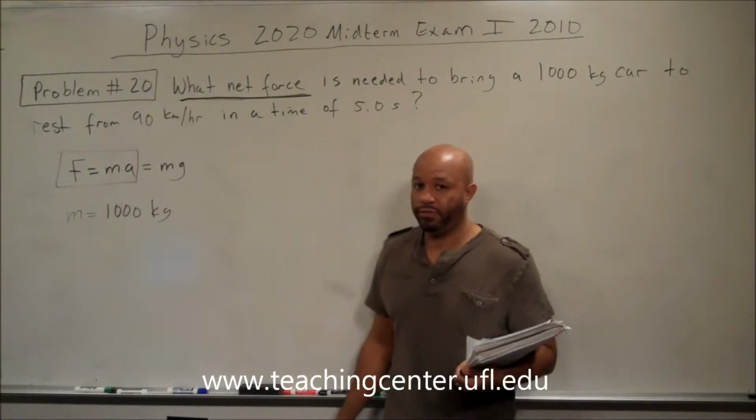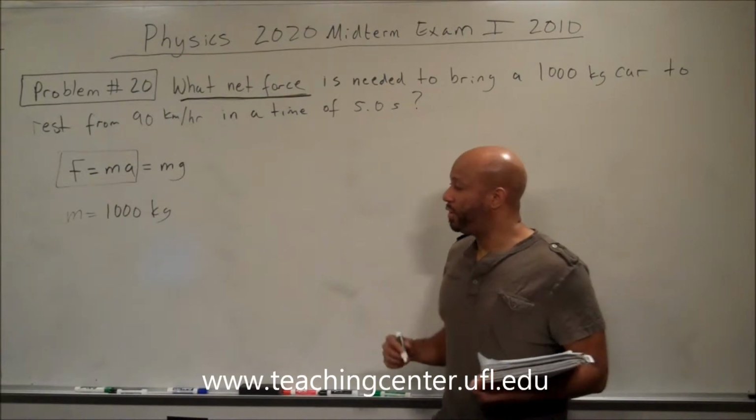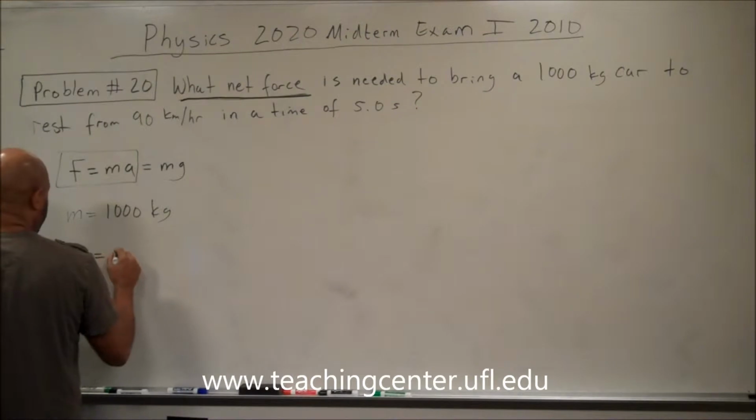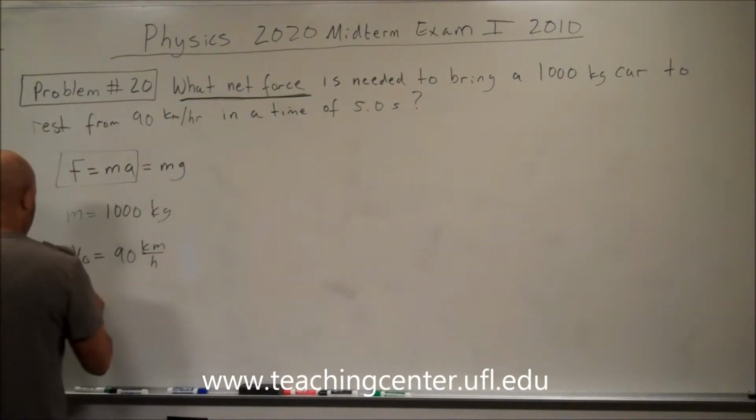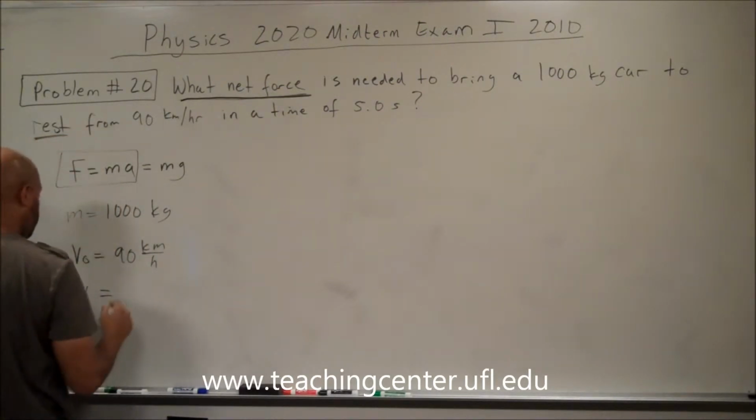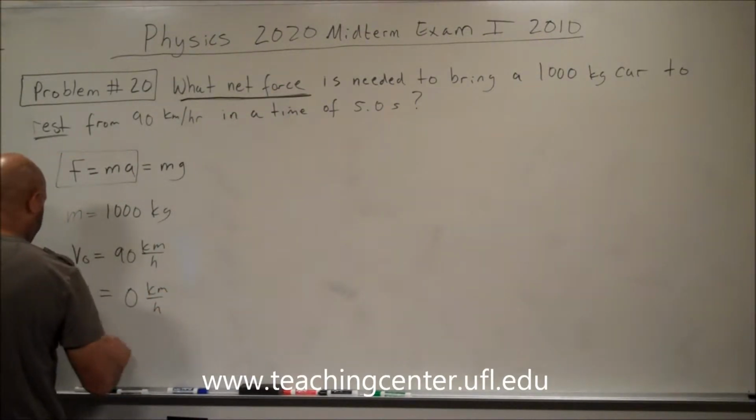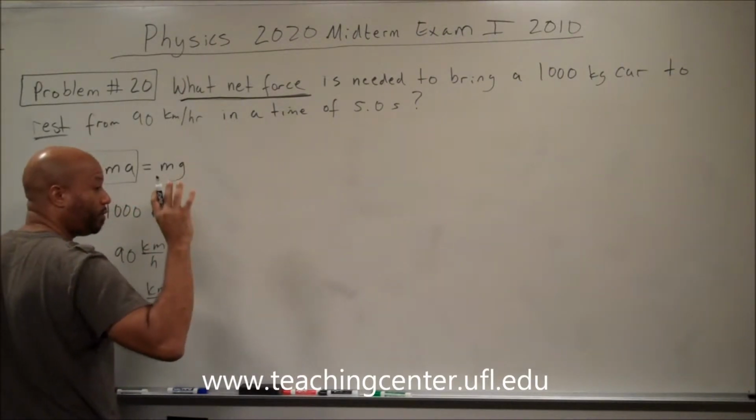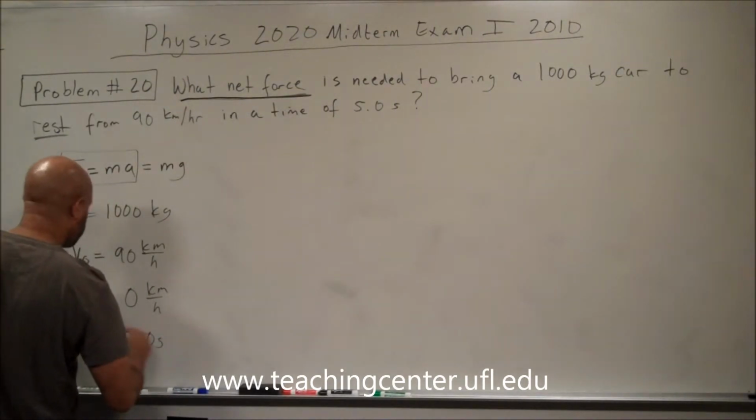So can we do that given the information in this problem? The obvious answer is yes. And so how do we do that? Well, we know that the car is initially traveling at 90 kilometers per hour, and we know that the final velocity has to be 0 because we want to bring it to rest. So that's 0 kilometers per hour. And we know that the time duration between when the car is moving and when we bring it to rest is 5.0 seconds.